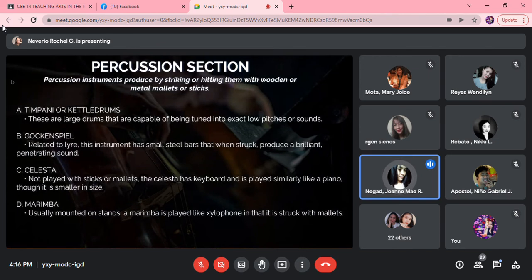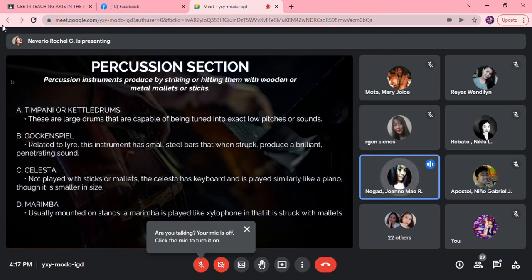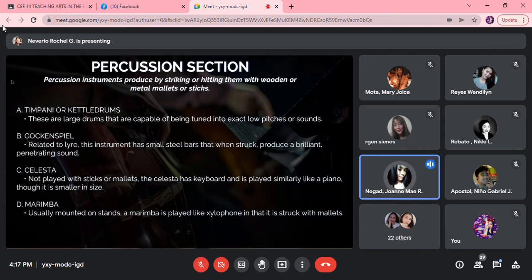So, timpani or kettle drums. These are large drums that are capable of being tuned into exact low pitches or sounds. So, these are usually played in groups of 2 or 3. So, dito sa timpani or kettle drums, mostly piniplay siya by group or by 2 or 3 na tao. So, specialized drumsticks called timpani sticks or timpani mallets are used in hitting the drum head to produce sound. So, ang tawag dun sa stick or sa drumstick na ginagamit dito sa timpani or kettle drums is timpani stick or timpani mallets.